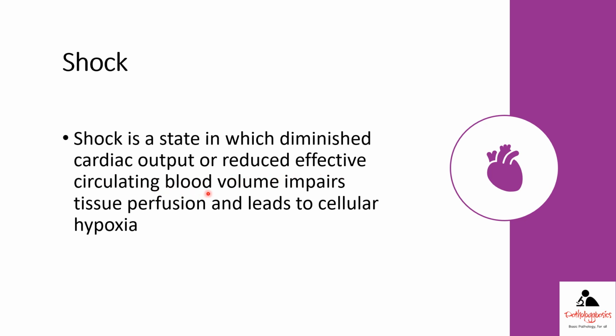What does this mean? There is some volume of blood that is circulating, but most of it during shock syndromes has gone into the extravascular compartment, as a result of which there is fluid in the body, but the fluid that is circulating in the body is less, right? So that is reduced effective circulating blood volume. So when tissue perfusion is reduced due to either decreased cardiac output or reduced effective circulating blood volume, it leads to a condition that is called shock.